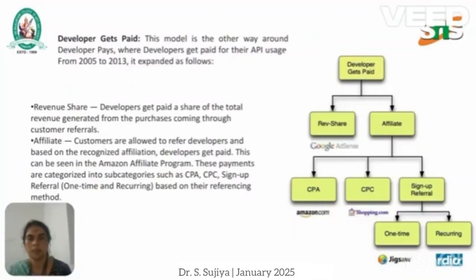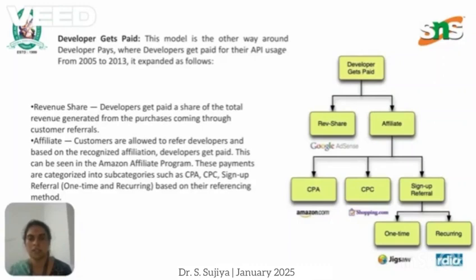Next is developer get paid. This model is the other way around from developers pay, where developers get paid for their API usage. From 2005 to 2013, it has been explained in the previous one, and it is also going to be explained in the oncoming ones, where revenue share and affiliate are the most common.